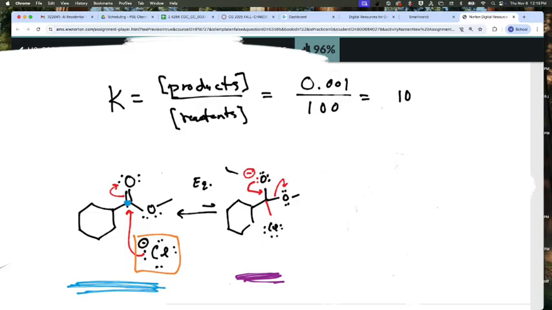10 to the -3 over 10 to the second, which is 10 to the -3 times 10 to the -2. It should be 10 to the -5, 4 zeros. Oh my goodness. Right? Is 10 to the -5 a big number or a small number? It's a pretty small number.